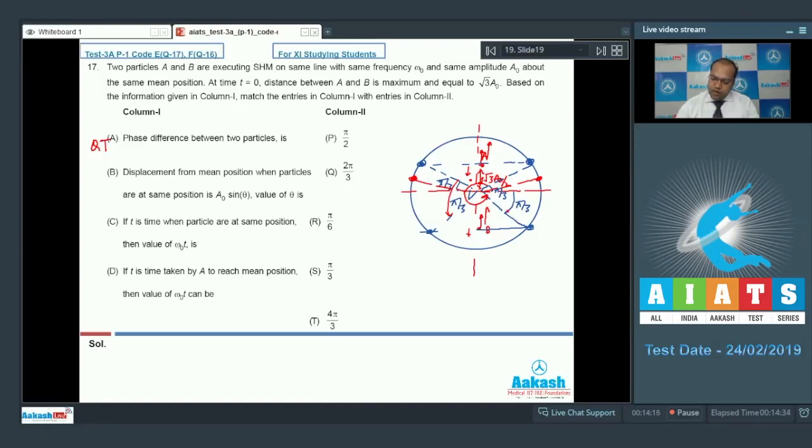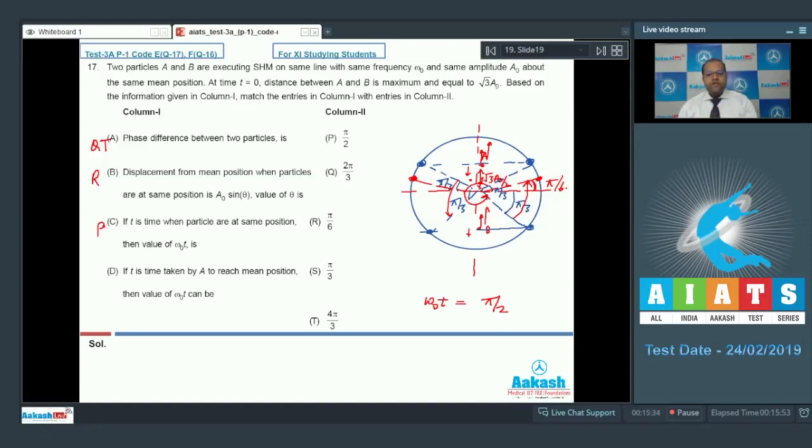So this is rotated by an angle of pi by 2. If this is rotated by an angle of pi by 2, then this is also rotated by an angle of pi by 2, then it moves to this position. In that case, this angle comes out to be pi by 6. So the correct matching of entry B will be R. Now in entry C, if t is the time when particles are at the same position, then the value of omega naught t must be equal to pi by 2. So the correct matching will be P.